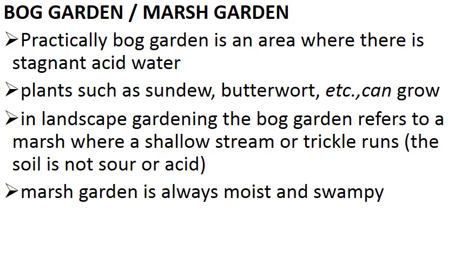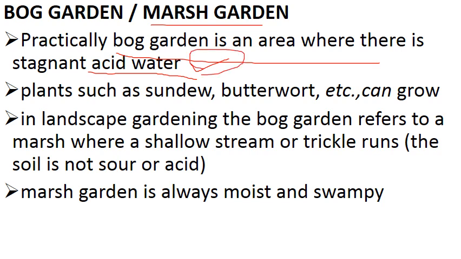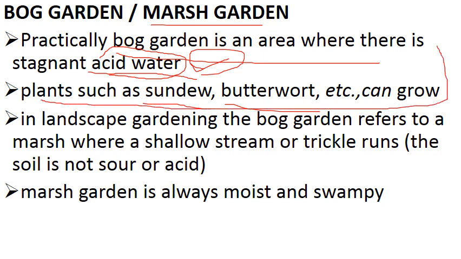Bog garden is otherwise called marsh garden. Practically, a bog garden is an area where there is stagnant acid water, so bog garden is referred to acid water, but we are studying landscape gardening here. In landscape gardening the meaning is different. In acid water, plants such as sundew plant and butterroot plant can grow. These plants are specific to acid water, but we are not concerned about these plants and the acid water. We are concerned about landscape gardening.